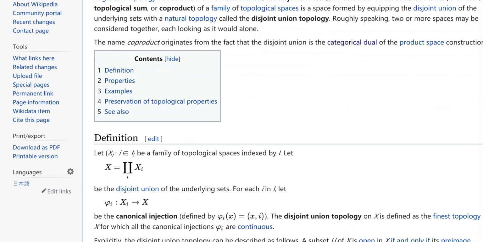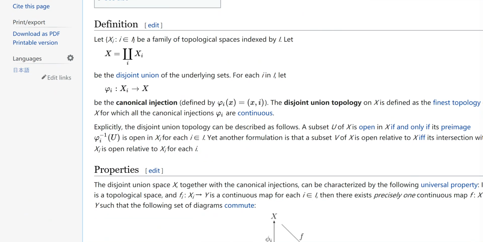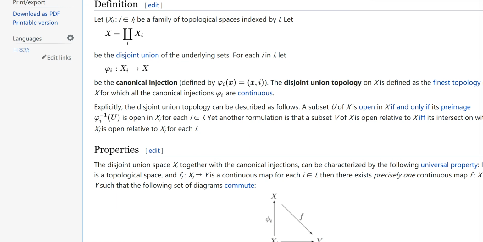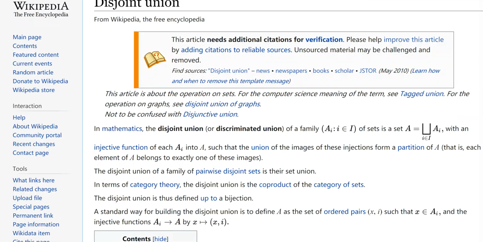So we come back. Now let's define the disjoint union of topological spaces. Let X_i, indexed by a big I, be a family of topological spaces. Let X be the disjoint union of the underlying sets. What is the disjoint union of the underlying sets? The disjoint union of a family of sets is a set. That's important. The disjoint union is the coproduct in the category of sets.